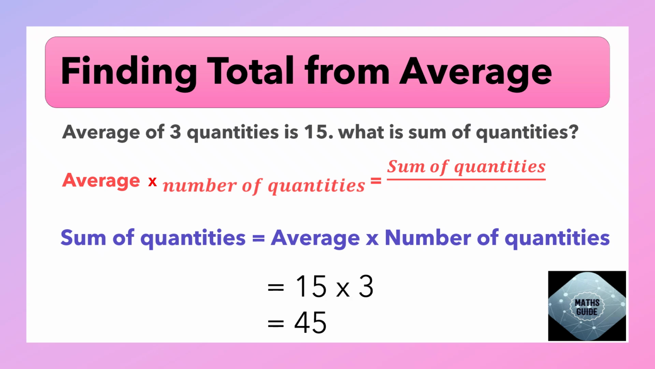When we multiply the average, that is 15, by the number of quantities, that is 3, we get the sum of quantities, that is 45. So this is how we can find the sum from average and number of quantities.